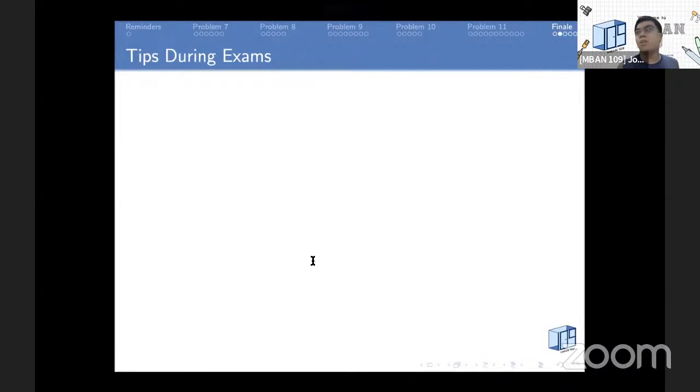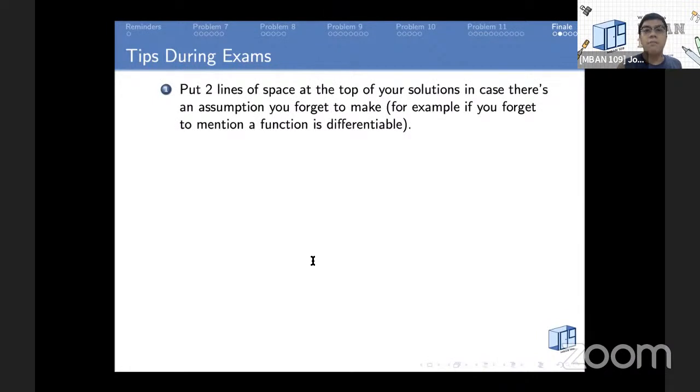Tips during exams. So ito naman yung mga tips habang nagsasagot kayo ng exams. Still for others, it may work, pero put 2 lines of spacing at the top of your solutions in case there's an assumption you forget to make. For example, if you forget to mention a function is differentiable. Let's say f of x equals something. Tapos kung gusto mo, para ma-double check mo na mabuti, yung domain niya is not covered dito. So you can try to put those 2 lines sa taas.